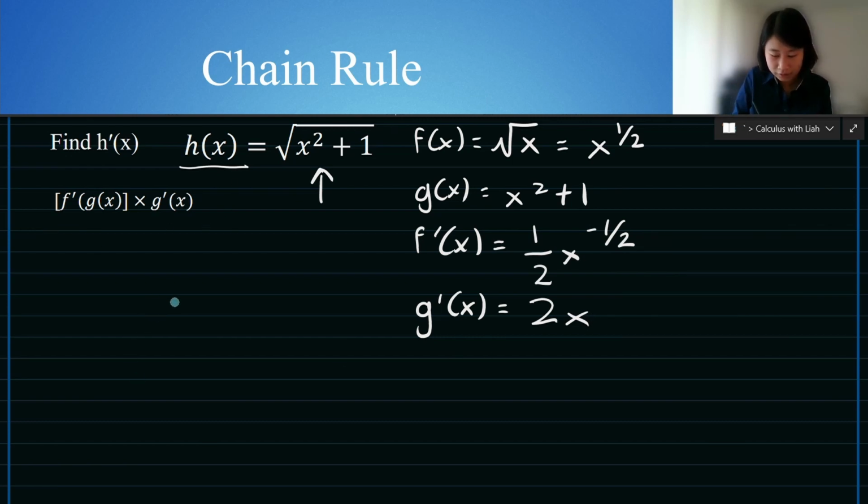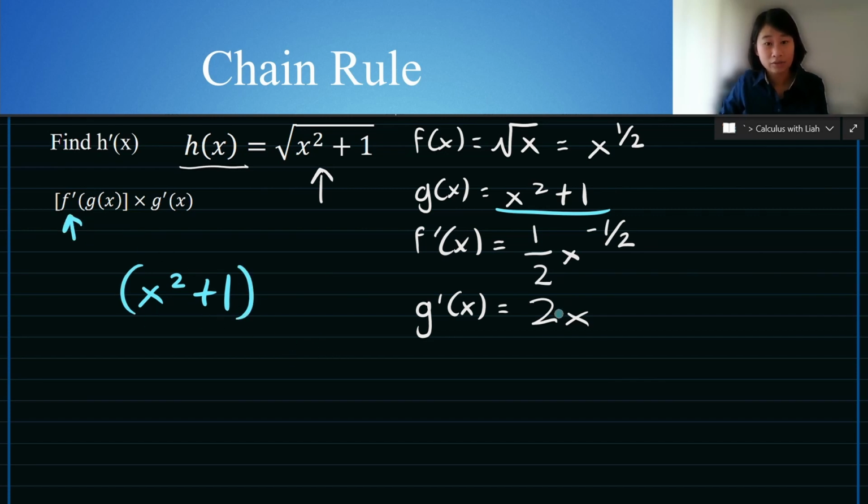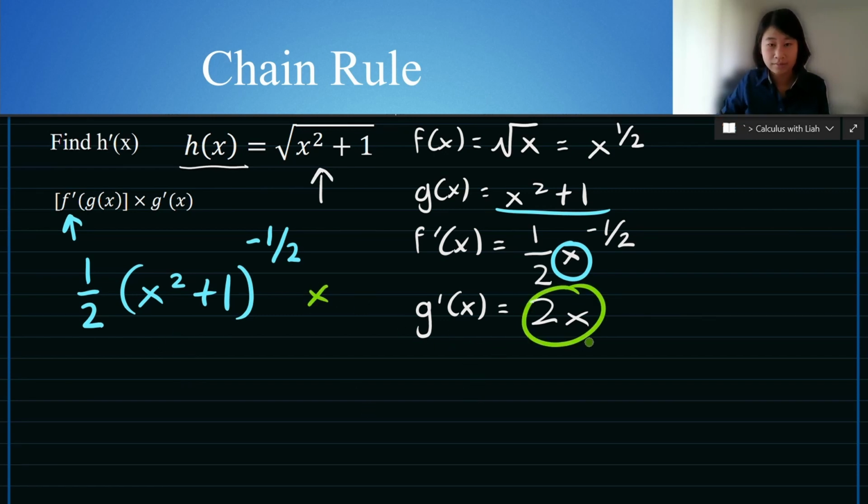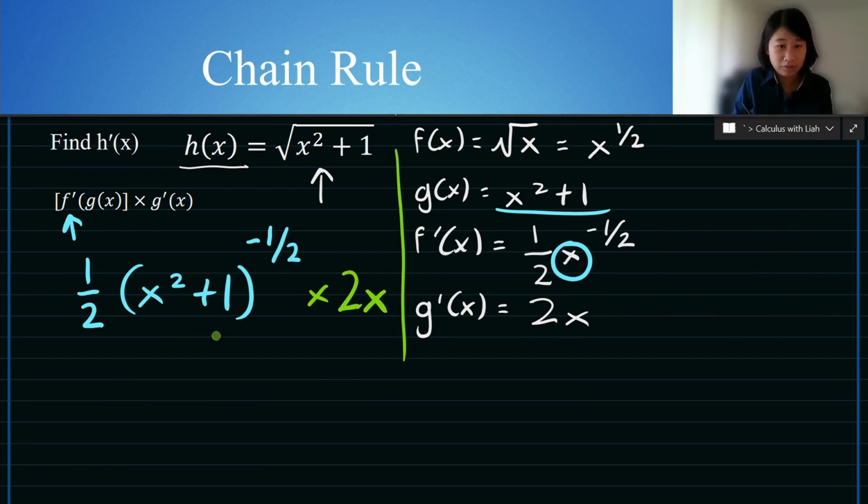The chain rule formula says we should write whatever g of x is. The g of x is equal to x squared plus 1, and we're going to put the derivative of the outer function beside it. So if we replace x with this part, then all we have left is to write negative 1/2 as the exponent and 1/2 as the coefficient. And then after that, we will multiply by 2x, or the derivative of the inner function. All right, and now we can simplify this.